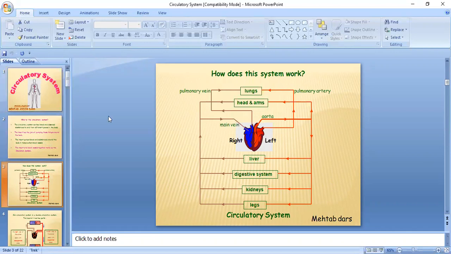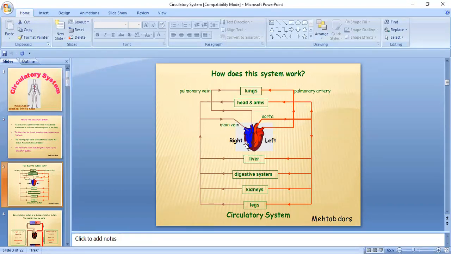So, two main organs are involved in making the circulatory system. First is the heart, a pumping organ, and second are the lungs, for oxygenation of the blood. The heart has two parts, left and right. The right part has a main vein which carries deoxygenated blood from different parts of the body like the liver, digestive system, kidney and legs. All this blood is collected and moved into the main vein called the vena cava.